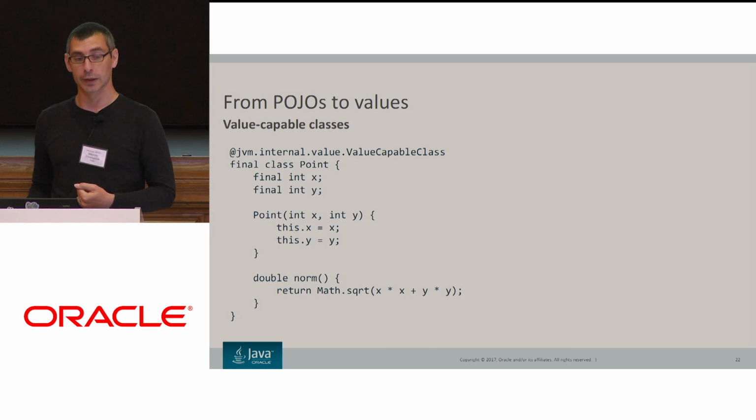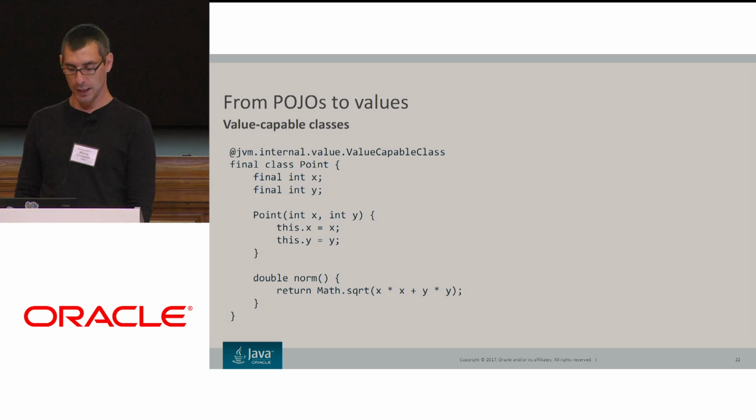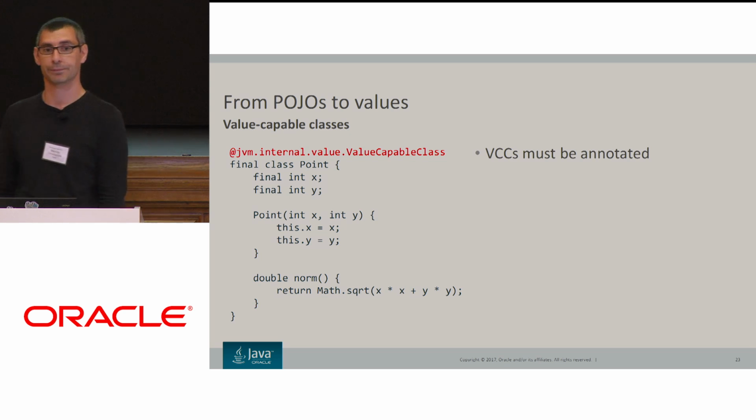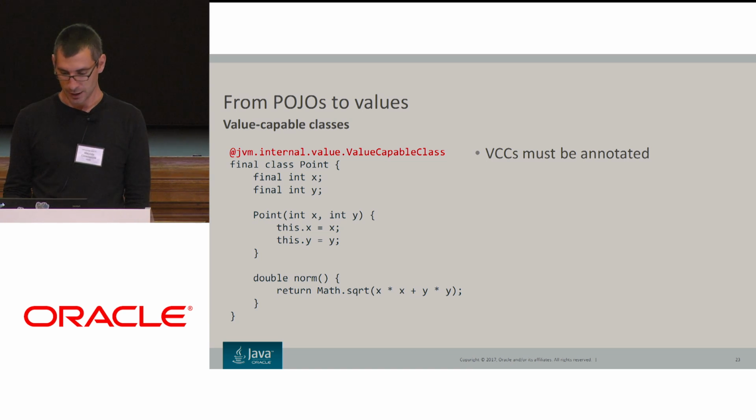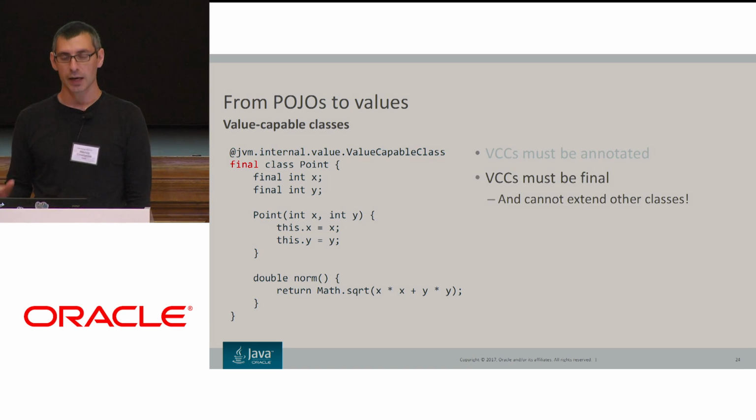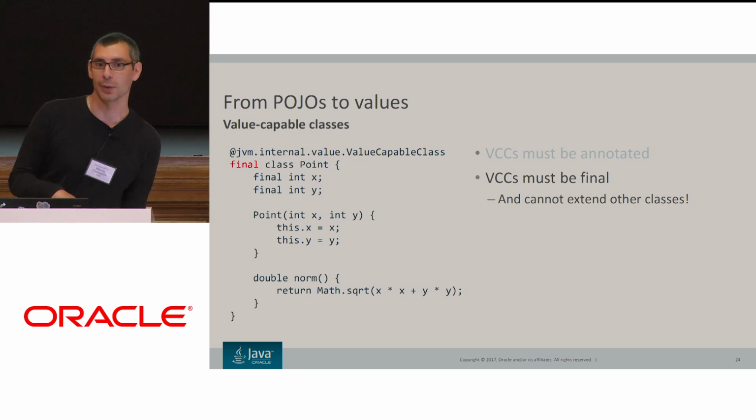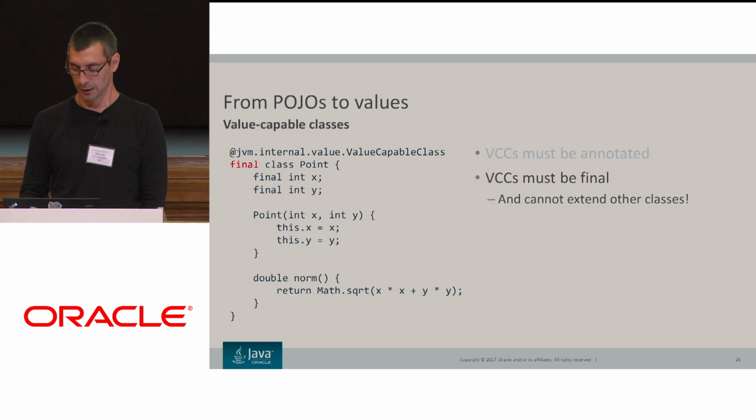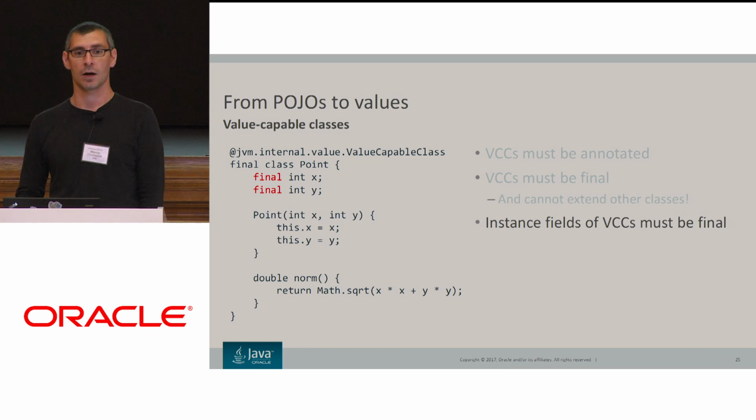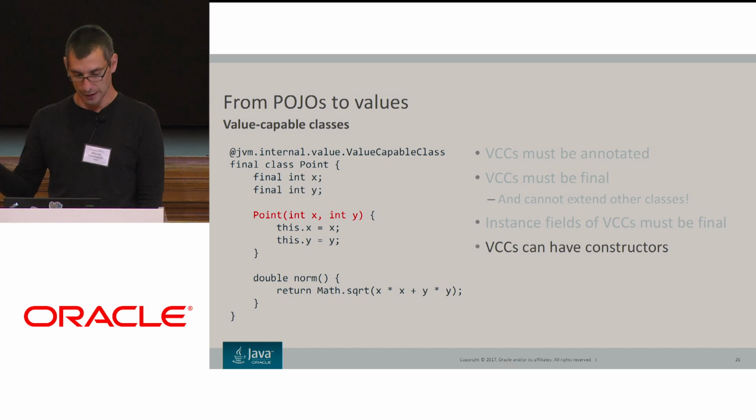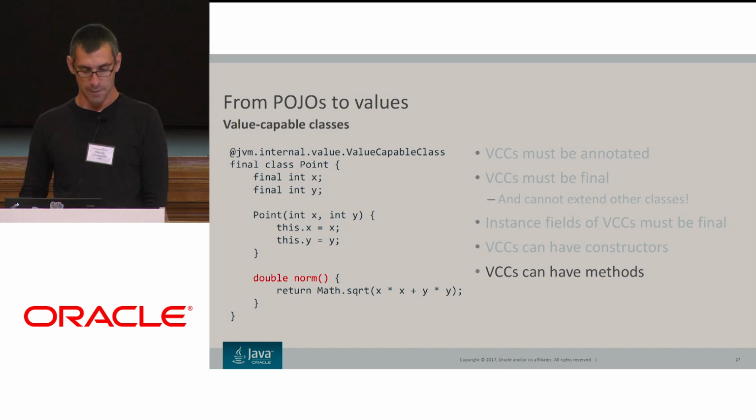So here's how you declare a value-capable class. As you can see, it's a very simple POJO, a class Point, two fields, X and Y. And the important thing is that you must put some annotation. The annotation is called value-capable class because, well, it's a value-capable class. And there are some restrictions on value-capable classes which are similar to the ones we have seen for value-based classes, so they should be final. The fields must be final. Other than that, they are just regular classes, so they can have constructors and they can have methods.